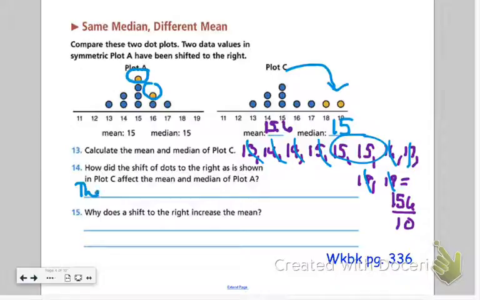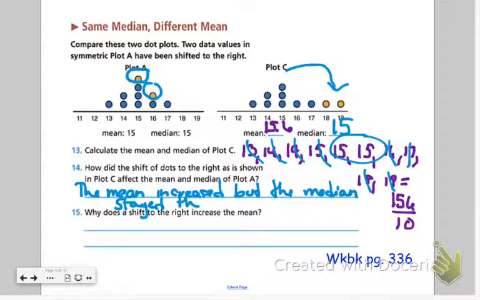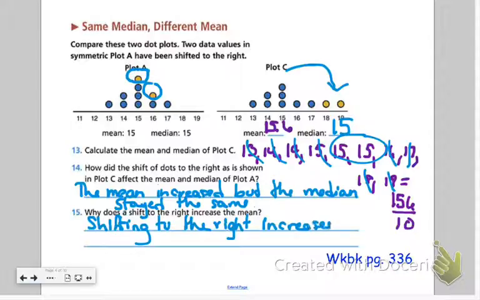Well, the mean increased, but the median stayed the same. That was still 15. Why does a shift to the right increase the mean? Well, shifting to the right increases the values, which increases the sum of the values.